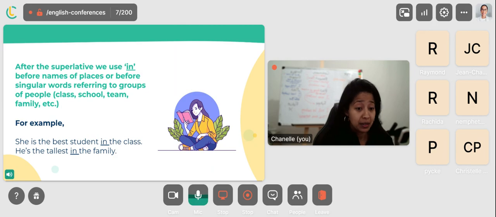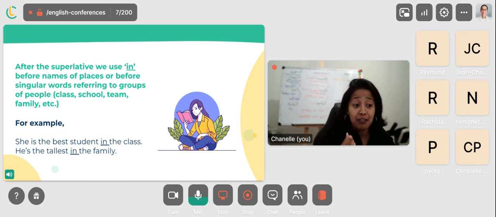After the superlative, we use in before names of places or before singular words referring to groups of people, for example, class, school, team, family. For example, she is the best student in the class. He's the tallest in the family.